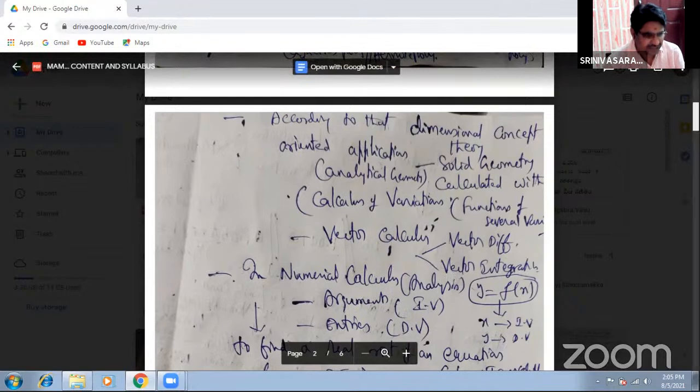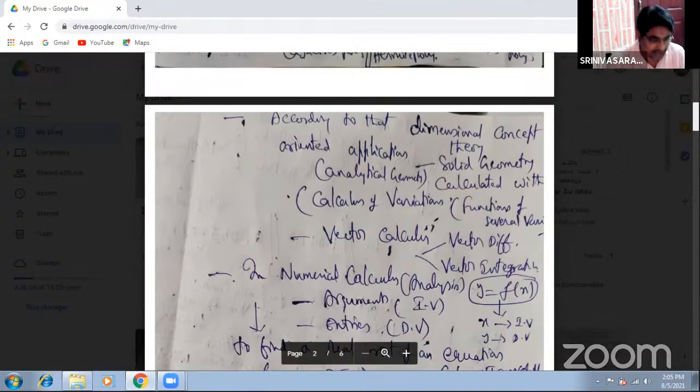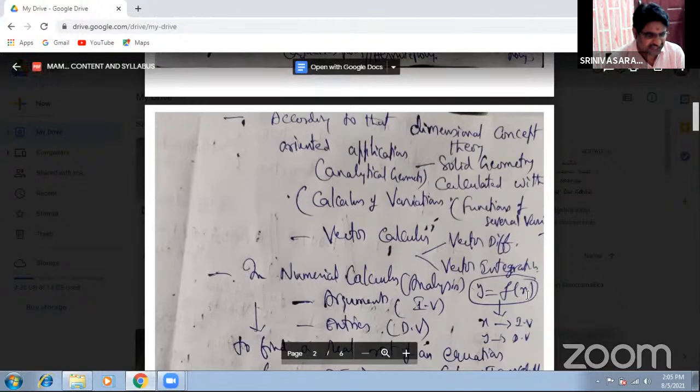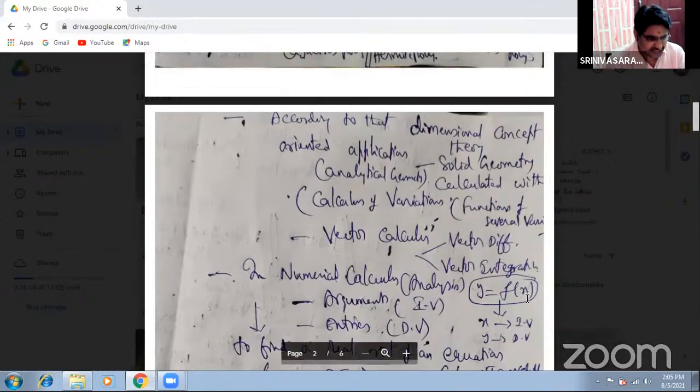Now here, in the dimensional concept, what is the x and what is the y? According to this, we have to elaborate the calculus of variations. Now suppose you are taking a function y equal to f of x. In that function, the x and y both are variables.